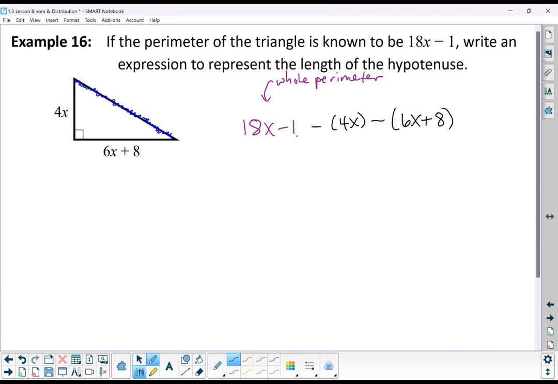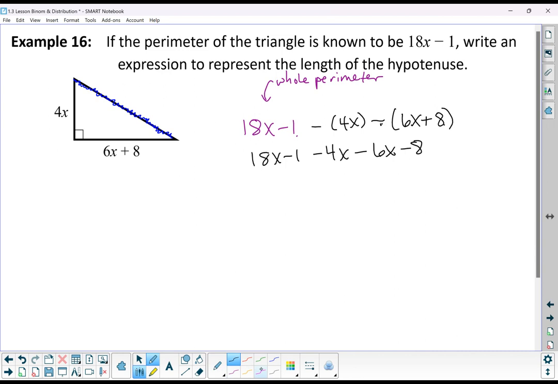And you may have thought of a different way to do this. If you did, that's fine. There's definitely more than one way of thinking about it. So I have the whole perimeter, subtract the two sides that are labeled, and when I complete that subtraction, it should give me the hypotenuse's length as an expression. So I've got an 18x minus 1, I'm subtracting a 4x, and then I'm subtracting a 6x and subtracting an 8, because remember that this subtraction symbol applies to both of the terms there.